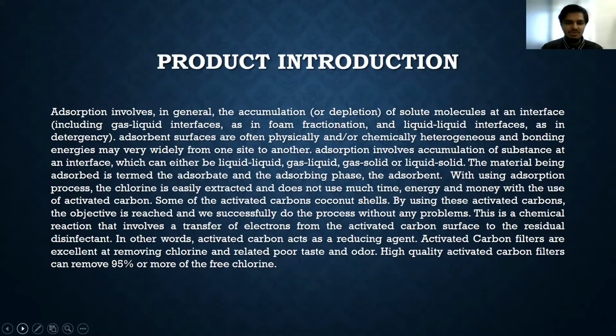With the adsorption process, chlorine is easily extracted and it does not use much time, energy, and money with the use of activated carbon, and some of the activated carbons are coconut shells. By using these activated carbons, the objective is reached and we successfully do the process without any problem. This is a chemical reaction that involves a transfer of electrons from the activated carbon surface to the residual disinfectant. In other words, activated carbon acts as a reducing agent, and the filters are excellent at removing chlorine and related poor taste and odor. High quality activated carbon filters can remove 95% or more of free chlorine. Next slide.